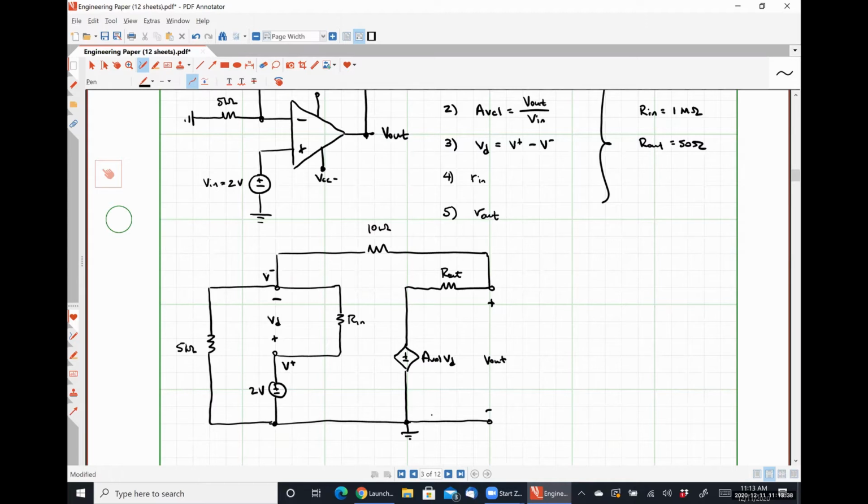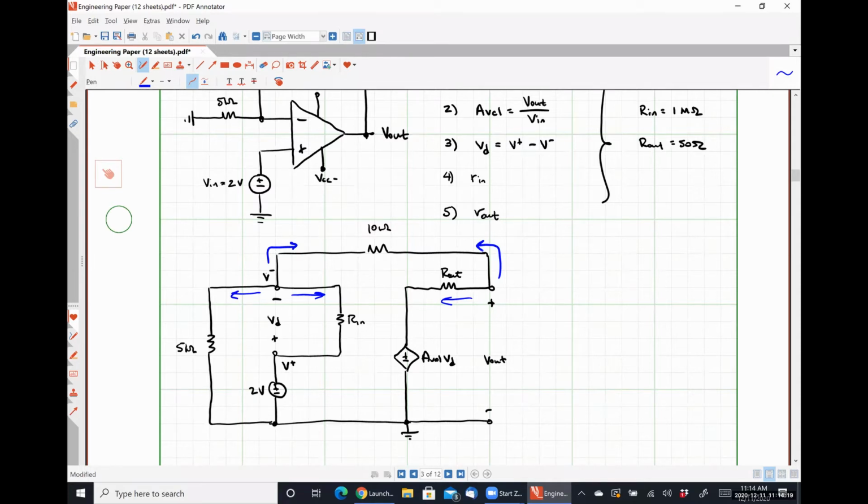Okay, so let's see. What nodes are we going to have to utilize here? Well, I think we are going to have to look at just KCL at the inverting input and at the output. So I'm going to need this current plus this current plus this current, set it equal to 0, which gives me one equation. And then this current plus this current equals 0 gives me another equation.